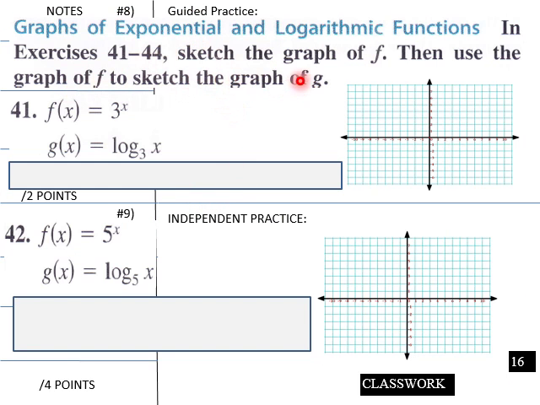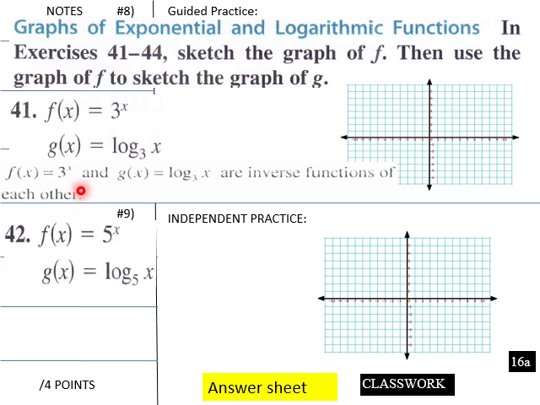Okay, sketch the graph of f. Here's our f. And then use the graph of f to sketch the graph of g. Here's our inverse of this up here. Same thing down here for your independent practice. So what are these graphs going to look like?